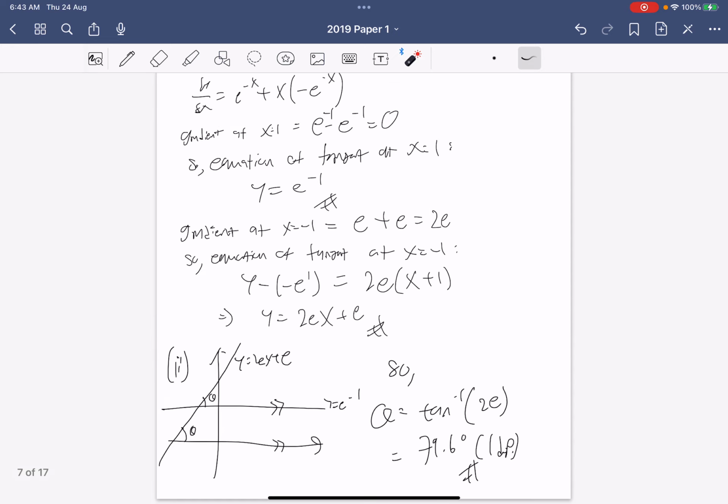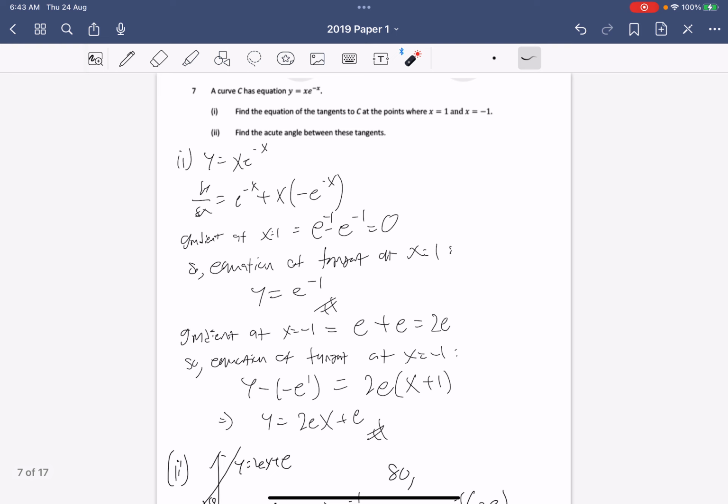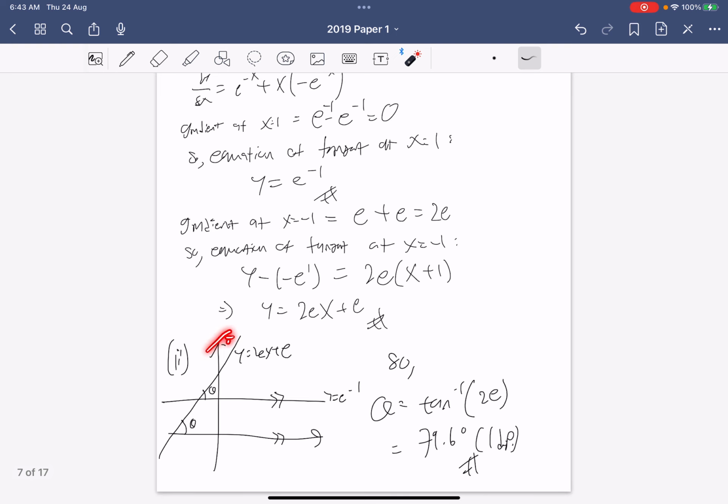And for the next part, we now will find the acute angle between these two tangents. If you draw the graph, you can see 2ex plus e will be somewhere here, and y equals e minus 1 is down here. So if you look at it, the angle between them is theta. This line is parallel to this, so actually you are just finding theta, which is the angle this line makes with the x-axis.